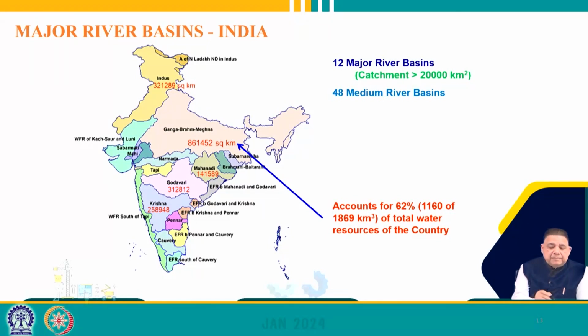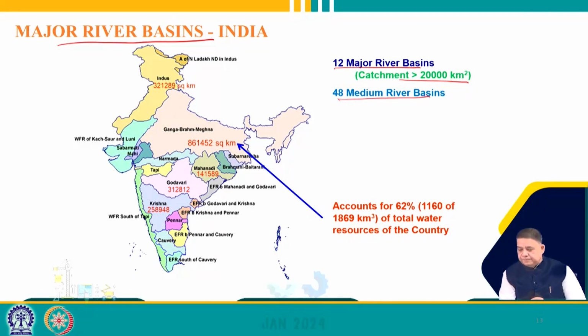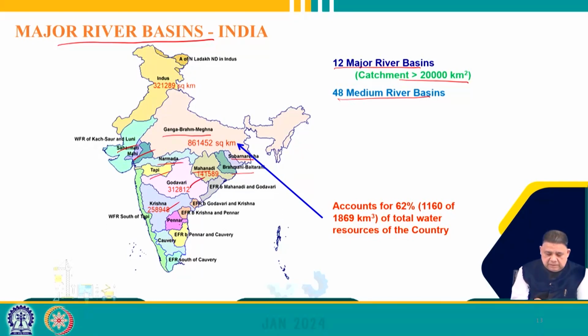Now, coming to major river basins in India, we have around 12 major river basins which have a catchment greater than 20,000 square kilometers, and we have 48 medium river basins. If you look at the map, you can see that these major basins are Ganga, Brahmaputra, Meghna, Subarnarekha, Brahmani, Baitarani, Mahanadi, Narmada, Tapi, Sabarmati, Mahi, Krishna, Godavari, Pennar, Kaveri, and there are some east flowing and west flowing rivers other than these major rivers.